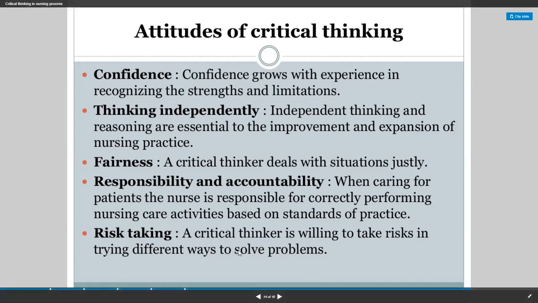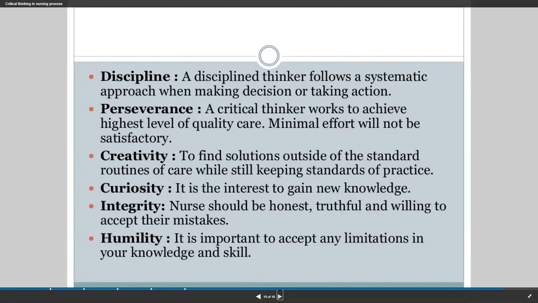Risk taking. A critical thinker is willing to take the risk in trying different ways to solve the problem. Discipline. A disciplined thinker follows a systematic approach when making decisions. Then perseverance. A critical thinker works to achieve the highest level of quality care; minimal effort will not satisfy them. Creativity, to find solutions outside of the standard routines. Curiosity, the interest to gain new knowledge.